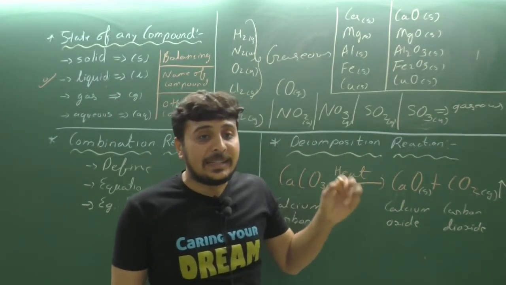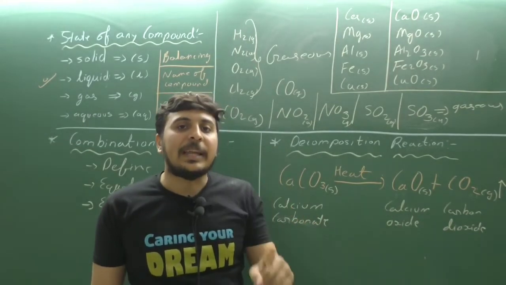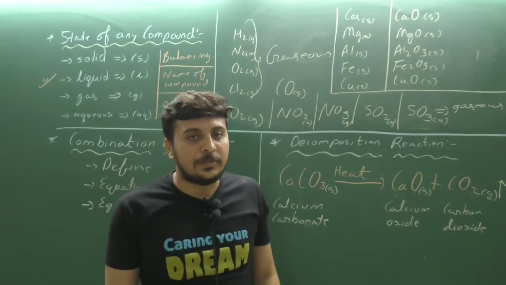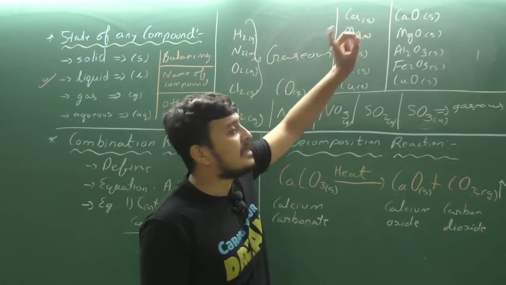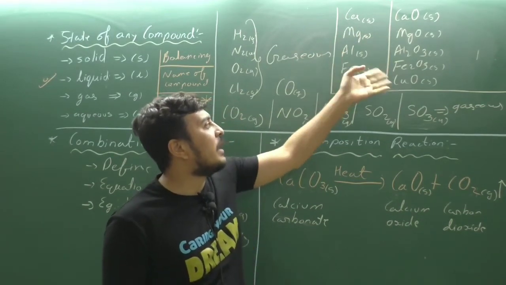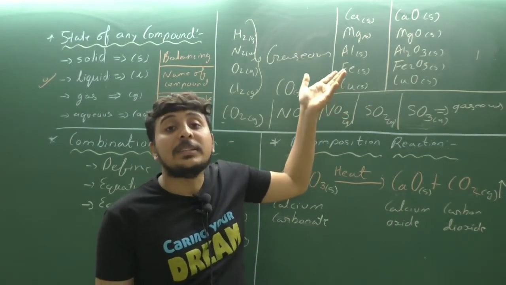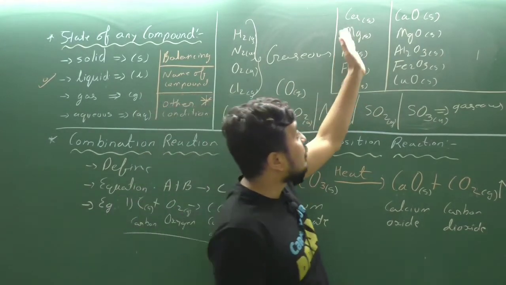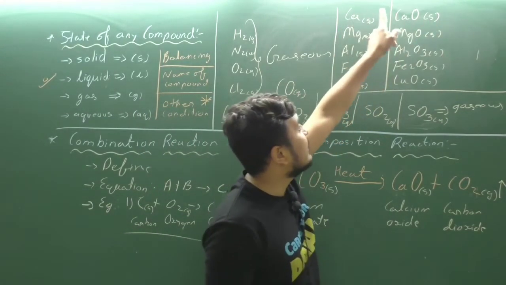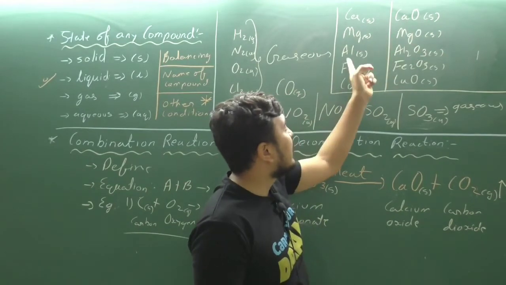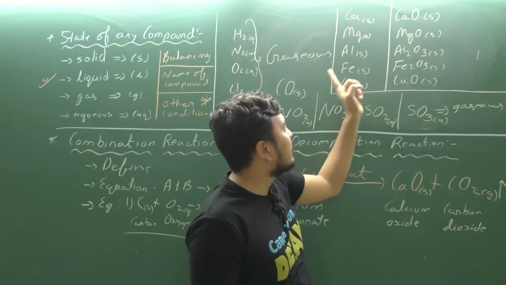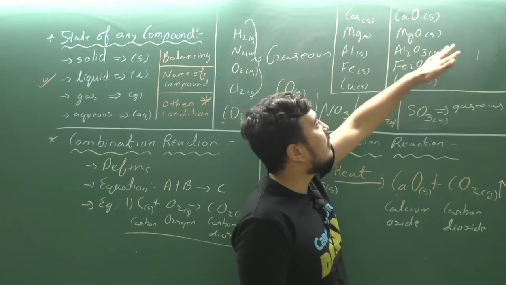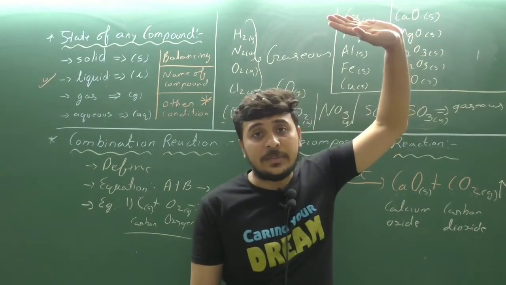But metallic atoms can exist in a single atomic form. Calcium is a single atom, and so are magnesium, aluminium, iron, copper. They are in the solid state. Now the oxides of the metals, calcium oxide, magnesium oxide, aluminium oxide, iron oxide, copper oxide, all of them are in solid state.